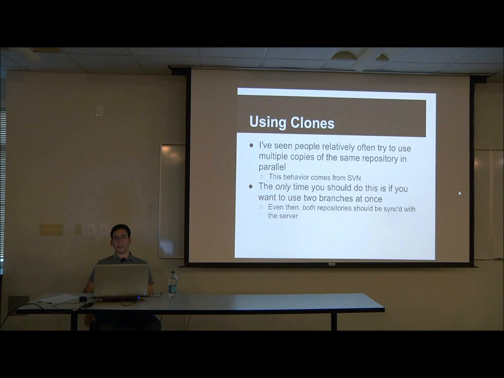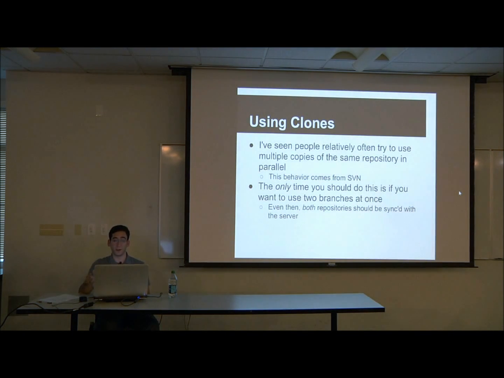So this slide isn't really how to use Mercurial, it's how not to. I've seen people relatively often try to use multiple copies of the same repository in parallel. So they have two clones in different folders of the same repository, and they're using them at the same time. This comes from SVN, because that's the only way to do certain things in SVN. If you want to work on two things at once, that's the only way to do it. But it just causes tons of problems because now you have these two things that aren't synchronized.